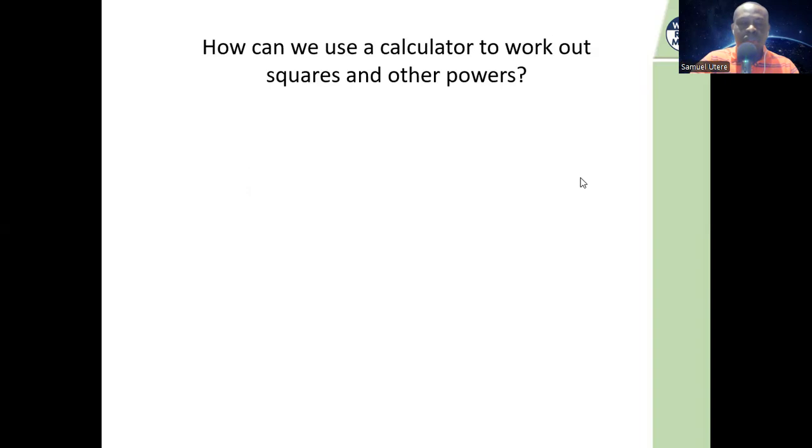Now, how can we use a calculator to work out squares and powers? We're talking about use of calculator now.